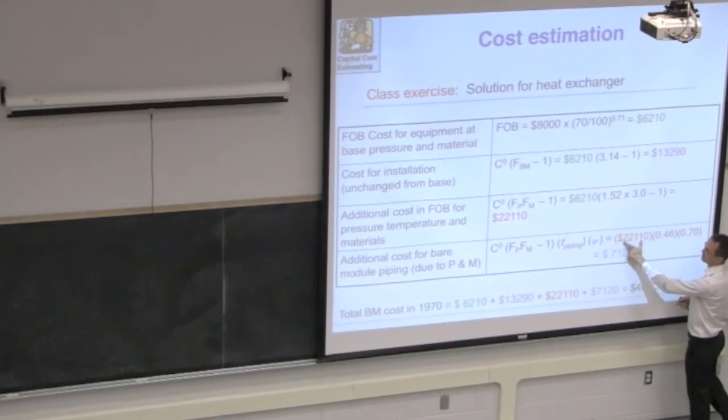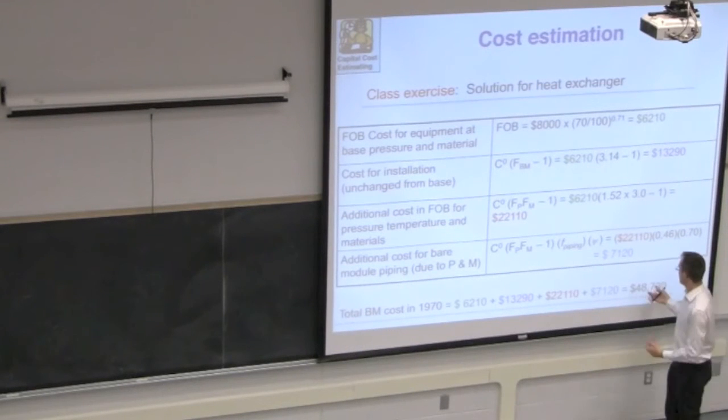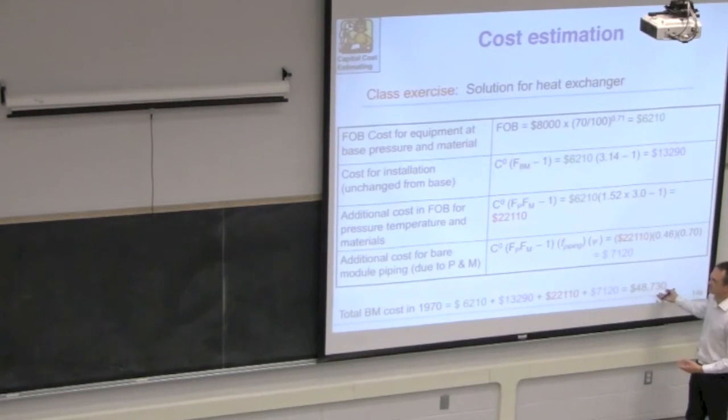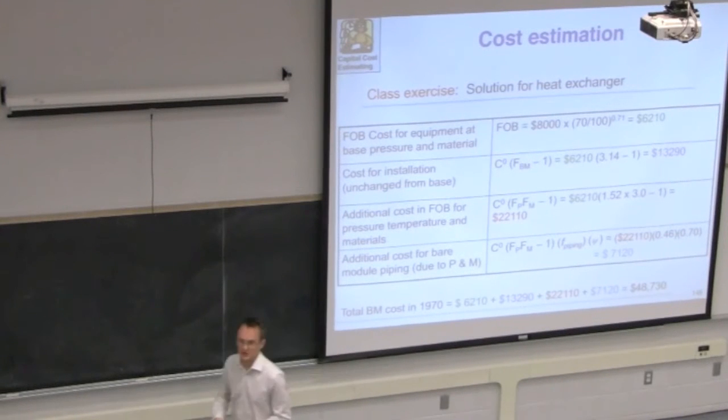So what the vendor is paying for upgrades on their side, so thicker materials of construction and more expensive materials of construction, multiplied by a piping factor, which we read off tables, I'll show you in a minute here, and then an additional multiplier of 70%. So we now add up those four costs that give me 48,700. That was the cost in 1970, and then I upgraded to today's cost in a regular way.